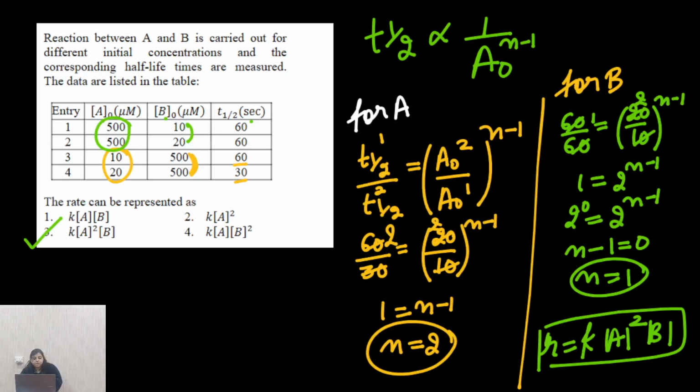Okay. Next is this. The slope and intercept obtained from the 1 by R against 1 by concentration of an enzyme catalyzed reaction are this and this. The Michaelis-Menten constant, that is the Km value, we have to find out.